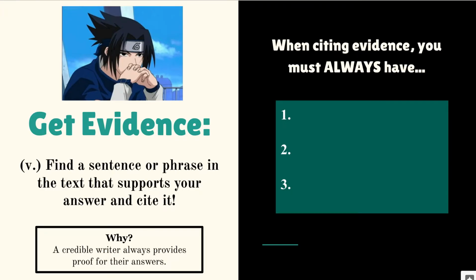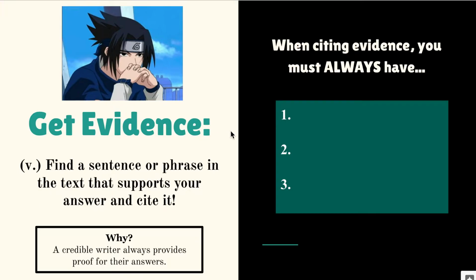So getting evidence, this just means finding a sentence or a phrase in the text that supports your answer and cite it. And why do we do this? Because a credible writer always has proof for their answers. They always refer to somebody else or a primary source to support what they're saying.